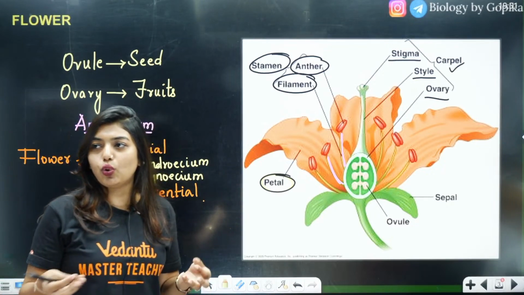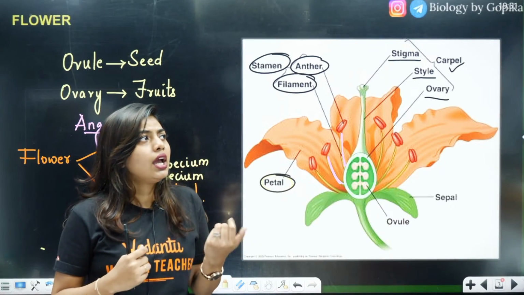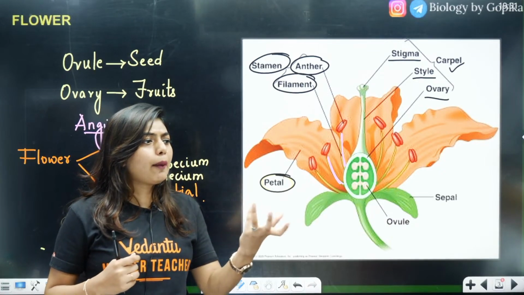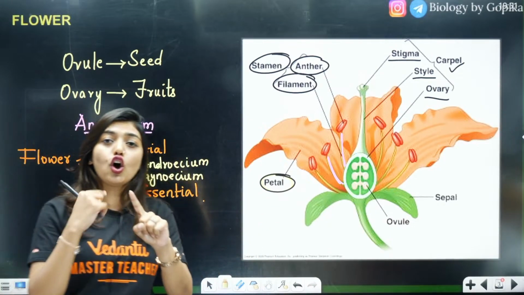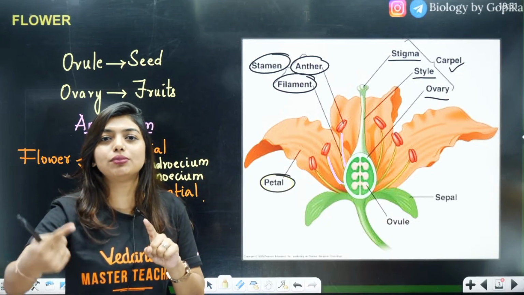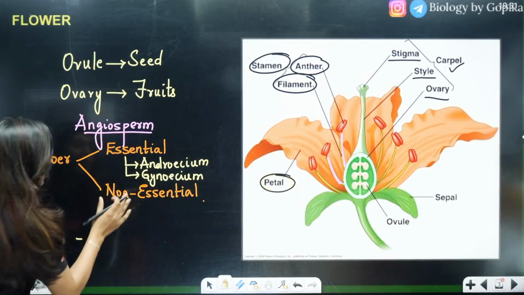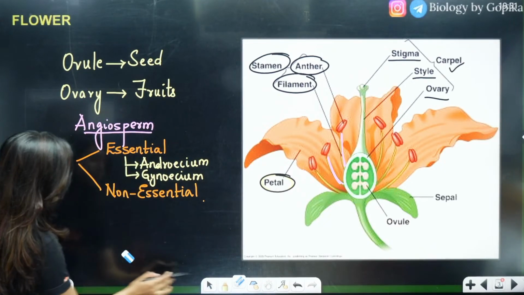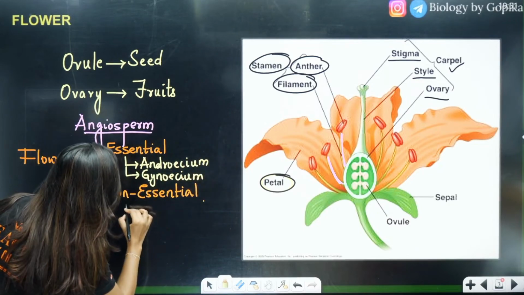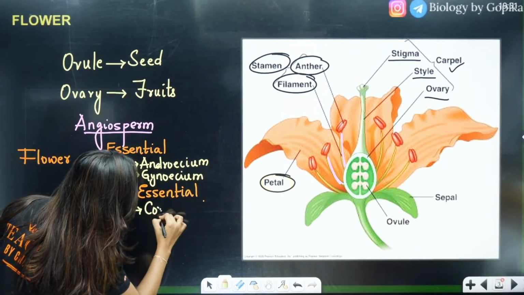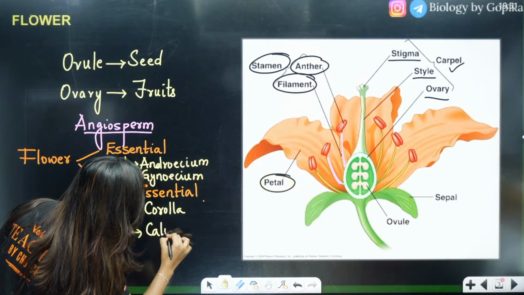Even though we know that rice is necessary, dal is necessary, there are some things that we buy, like maybe some chips packet, or papad, something like that. We buy other things. They are non-essential, not something that you will consume directly, but they add taste to your food. In the same way, your non-essential parts are the ones which help the sexual reproduction, like your petals. So I'm going to write the words, corolla and calyx.